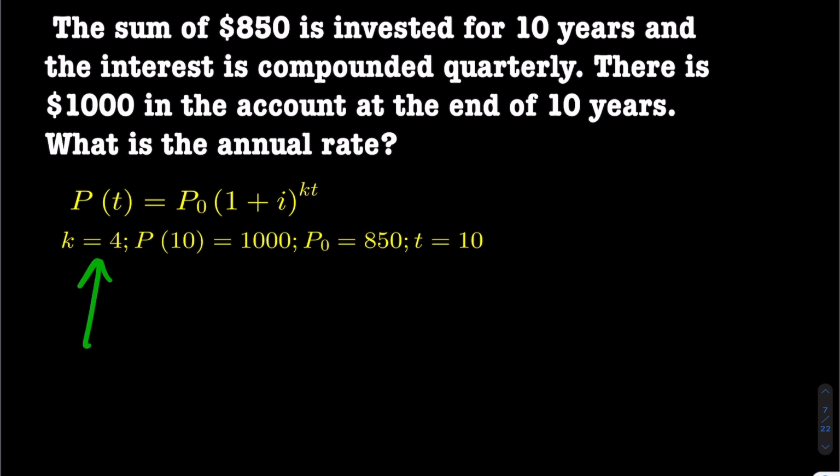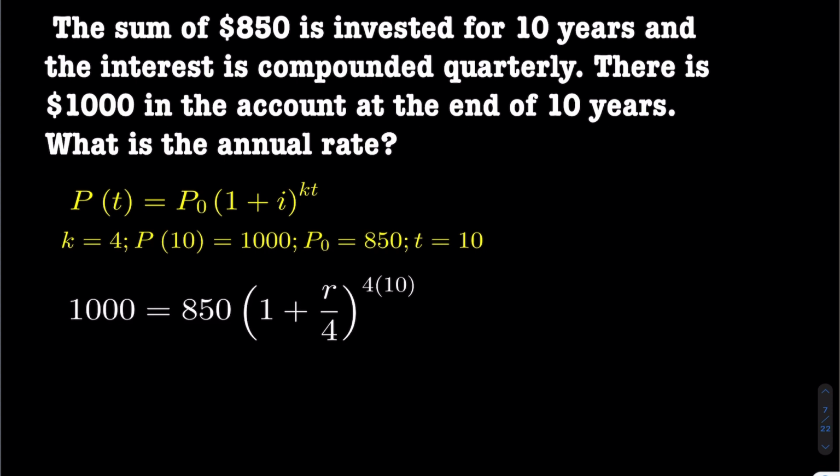In this case here, k is the number of times you're going to compound per year, which is 4. We know that after 10 years, so P at 10 is equal to 1,000. I know P naught, my initial investment amount, is $850, and like we said, t is 10. In this case here, what we want to find is the annualized rate of interest. So subbing this all into the formula, we have the following.